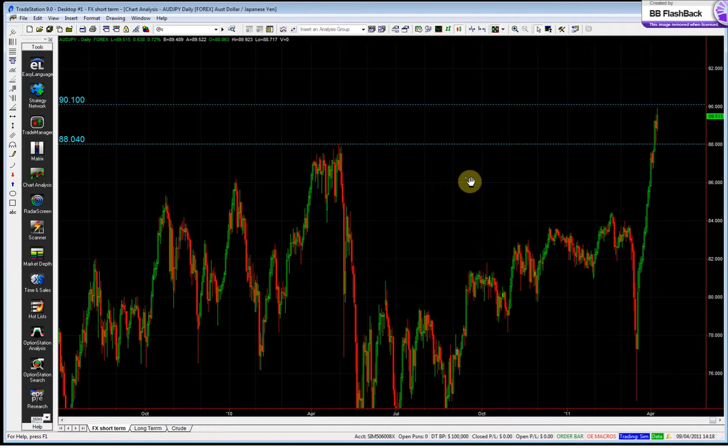So strictly speaking, the structural long is 88.04. We're above that, so the new long is 90.10. Structural short is the 88.04 as well. So the 88.04 is a structural long and structural short, because if we fail to move on from here and push down, this will constitute a failure trade. We want to be short below the 88.04, so the structural short is 88.04 also.